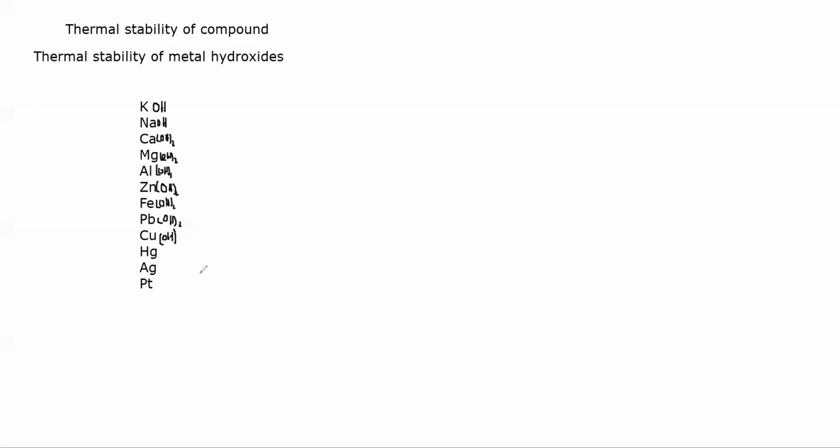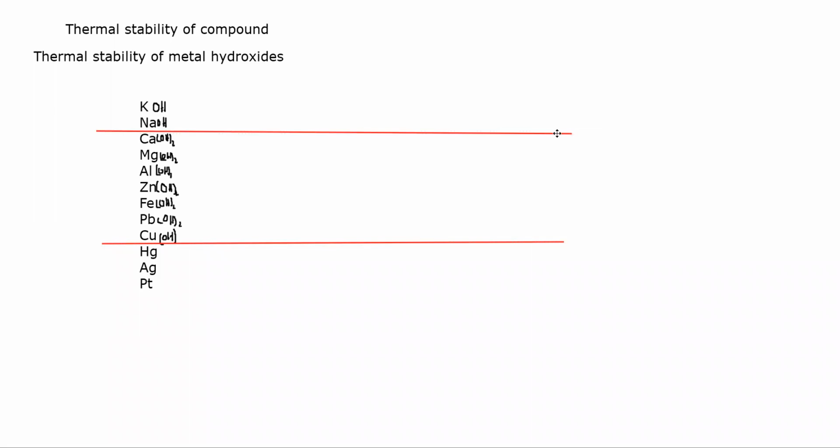When we supply heat energy, why did I not write for mercury, silver, and platinum? Because their hydroxides are unstable compounds, so they do not exist. So it's easy to remember this table. When we supply heat energy to potassium hydroxide or sodium hydroxide, they are stable to heat. It means that by supplying heat energy, I cannot carry out a chemical change. I cannot decompose potassium hydroxide or sodium hydroxide. We can melt them, but we cannot carry out a chemical change.